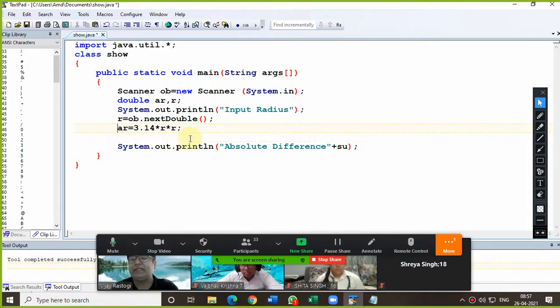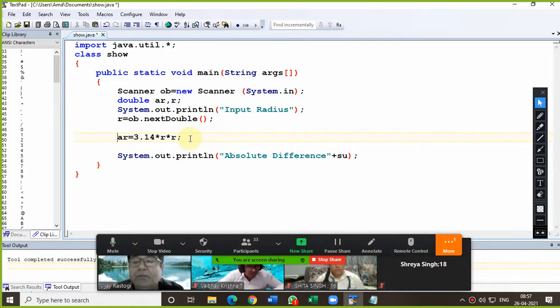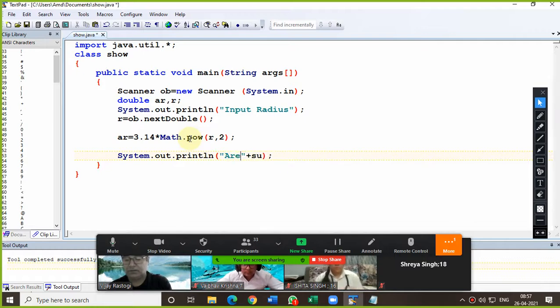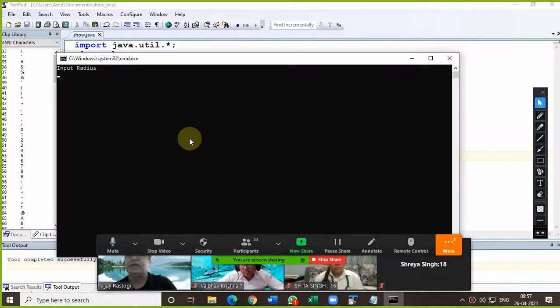This is also correct. Instead of Math.pow r comma 2, we can write r into r also. We can use this repetition method also, or if you want, you can use it like this. Am I clear? And then the area is a. Now let me show you the execution. The radius I am inputting is 3.2. And now this is the correct solution.